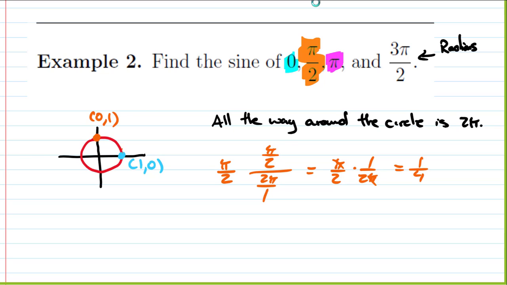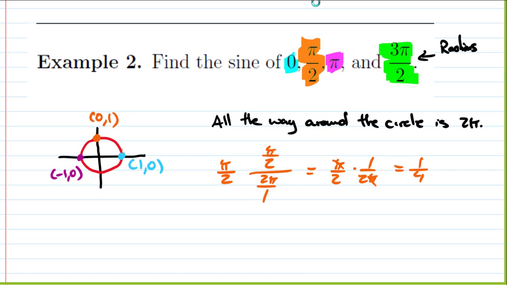Purple. So pi is going to be halfway around the circle, so that's going to be at this point, -1 and 0. And then lastly, we have 3 pi over 2. If we converted that to degrees, we would get 270, or its proportion would be 3/4 of the way around the circle. So 1/4, 2/4, 3/4. It's going to be down here at 0, -1.